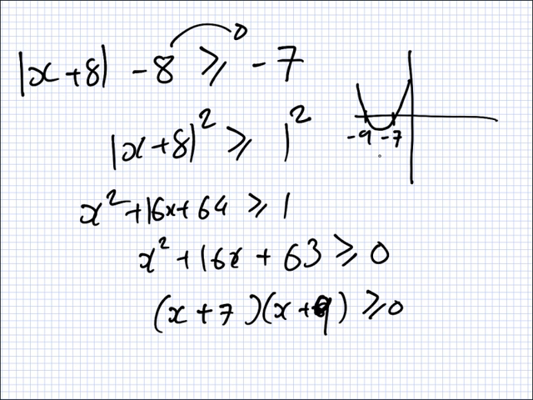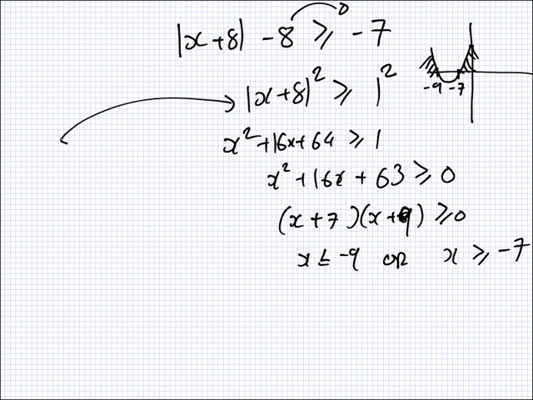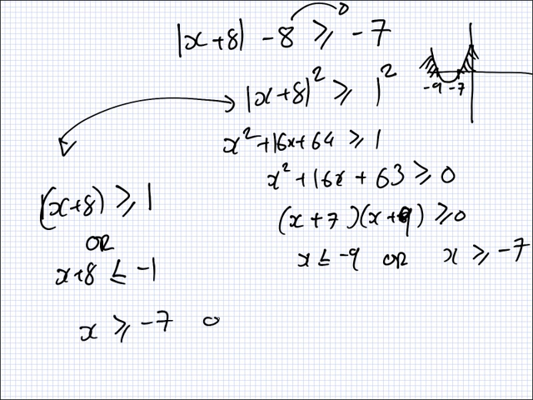And which piece do we want? We want the piece which is above. So we say x is less than or equal to minus 9, or x is more than or equal to minus 7. If you want, you can just go straight into saying x plus 8 must be more than or equal to 1, or x plus 8 must be less than or equal to minus 1. And then you get x is more than or equal to minus 7, or x is less than or equal to minus 9.